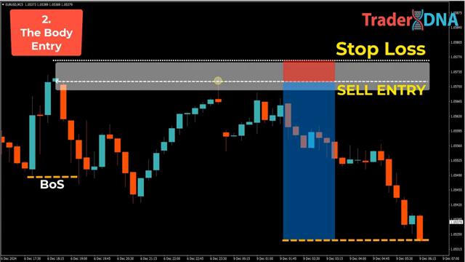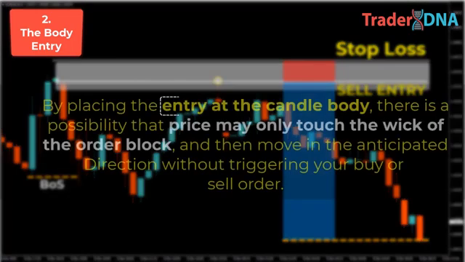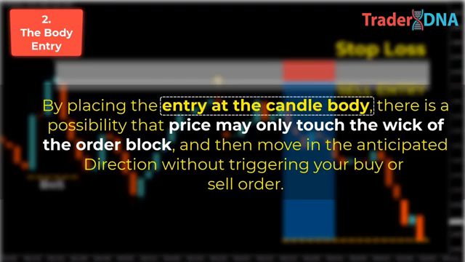However, as with any strategy, this approach isn't without its risks. By placing the entry at the candle body, you introduce the possibility of price interacting only with the wick of the order block before reversing in your anticipated direction. In such cases, your order may not be triggered at all, resulting in a missed opportunity for what could have been a highly profitable trade. While the body entry method demands precise analysis and an understanding of price behavior, it's a powerful tool for traders who can manage the trade-offs effectively.